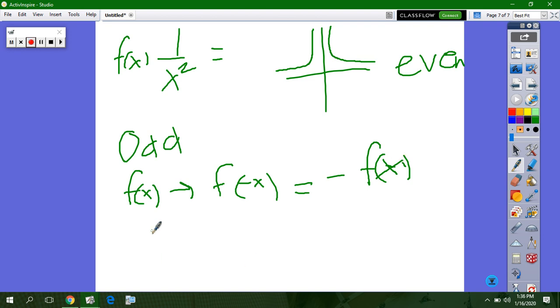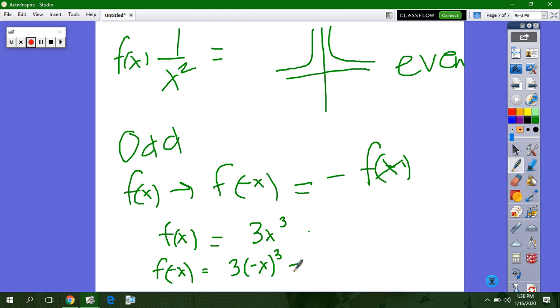So let me give you an example. If I had f of x equals 3x cubed, then I start by replacing the x with negative x. And notice we get negative 3x cubed. And notice that's the direct opposite of what we had, right? It's the direct opposite. So that's odd.